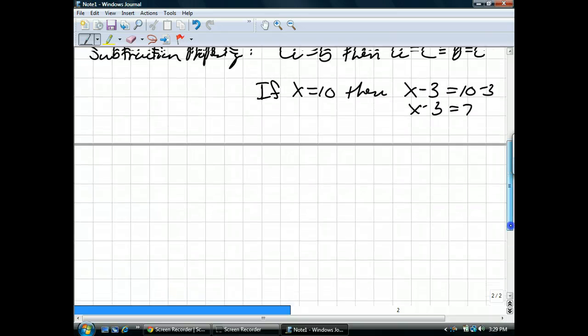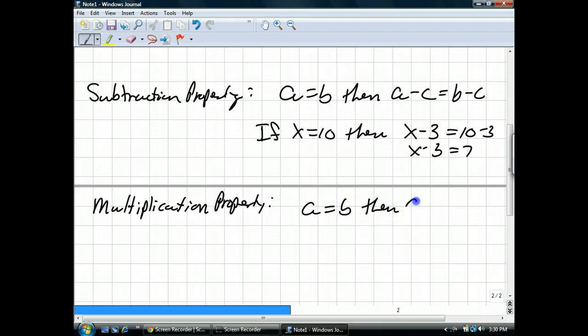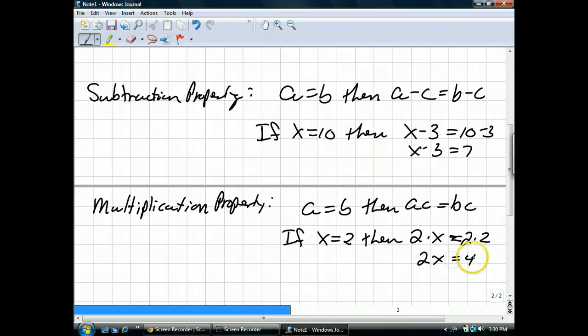The next property is the multiplication property. Okay, and it says if a equals b, then a times c equals b times c. In other words, if you multiply both sides of the equation by the same number, then the equation is still equal. So if x equals 2, then 2 times x equals 2 times 2. Or in other words, 2x equals 4.